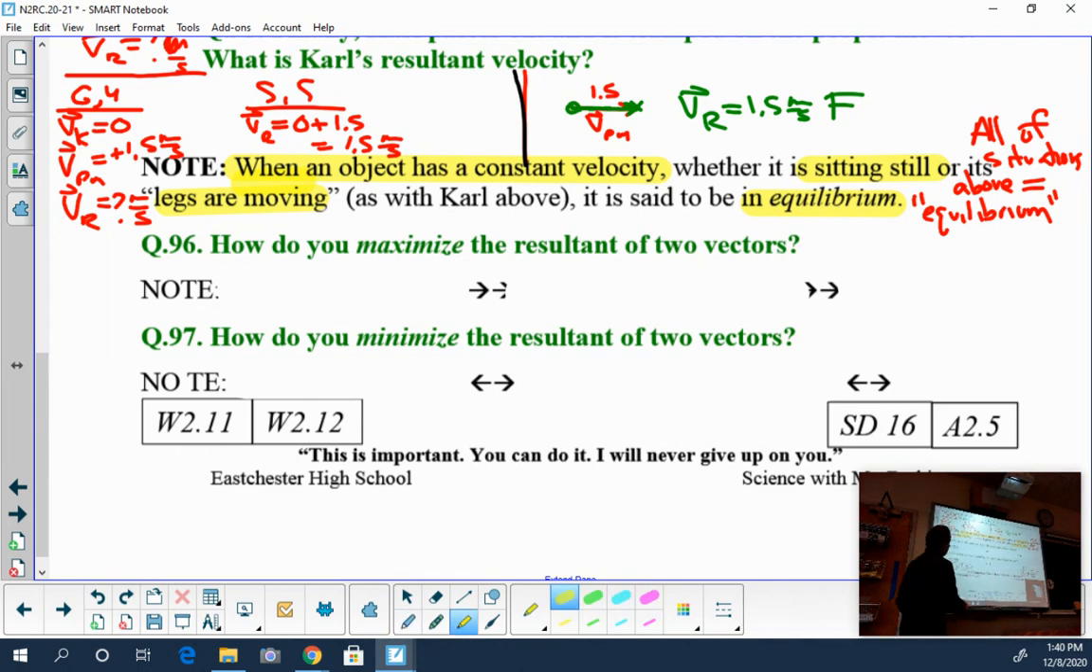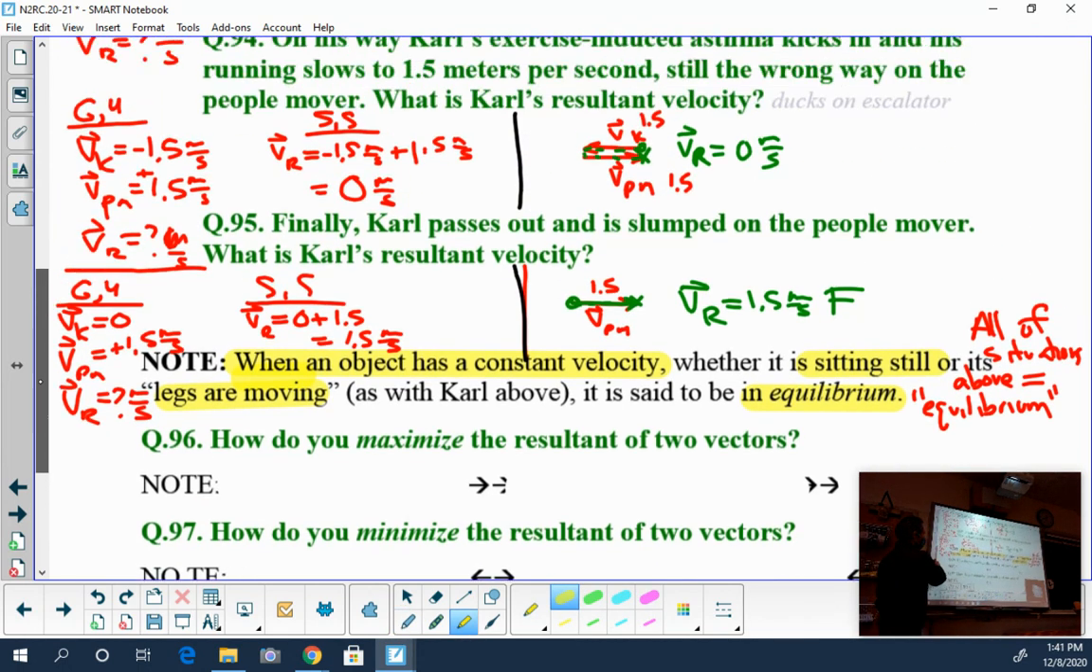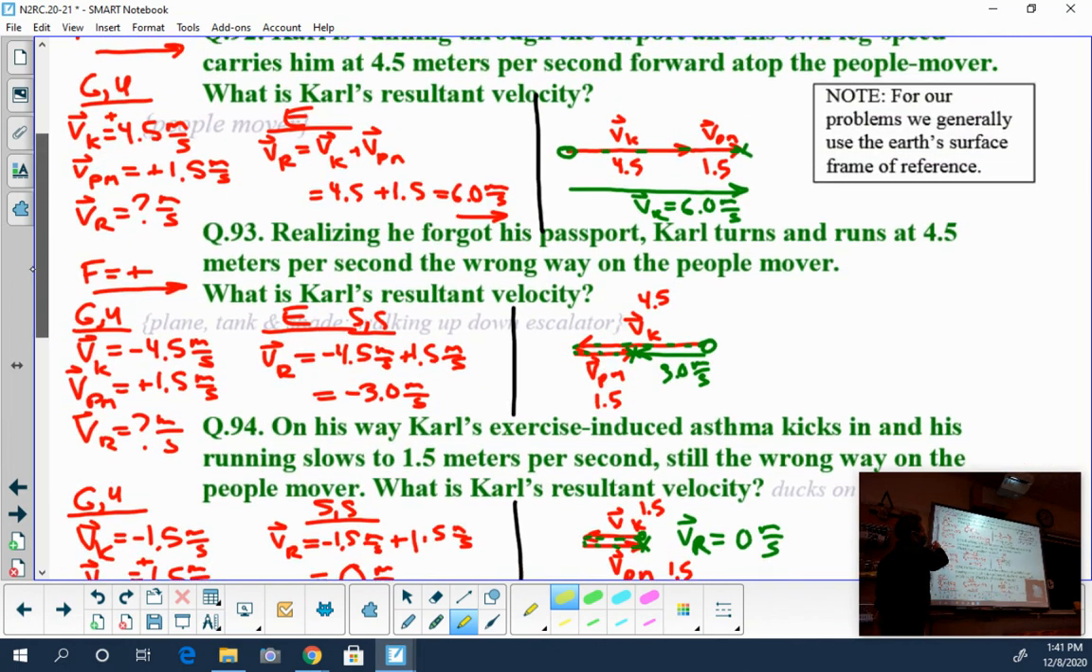Finally, the way you should really make sense of all these scenarios: how do you maximize the resultant? Look up here at the first one. The biggest resultant was 6 meters per second. That's when they pointed together. Get your arms right. Boom. This is 90. How do you get them both pointing together? This is Carl. This is the people mover. We've dropped down to 0 degrees. They're both pointing to the right here. 90, 80, 70, all the way down to 0.